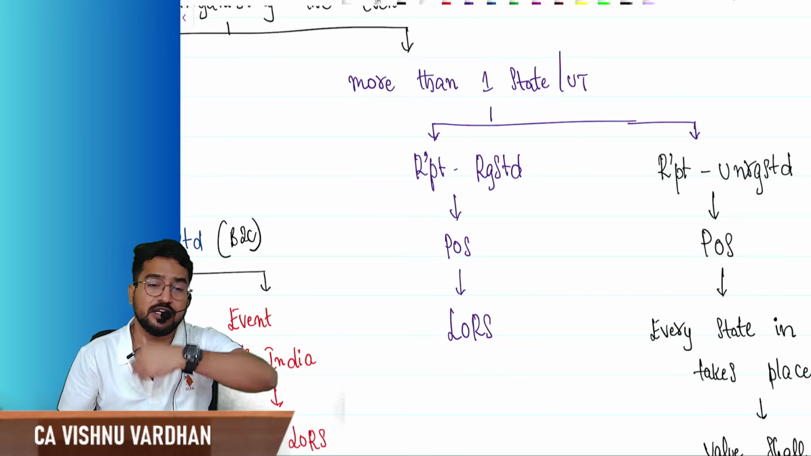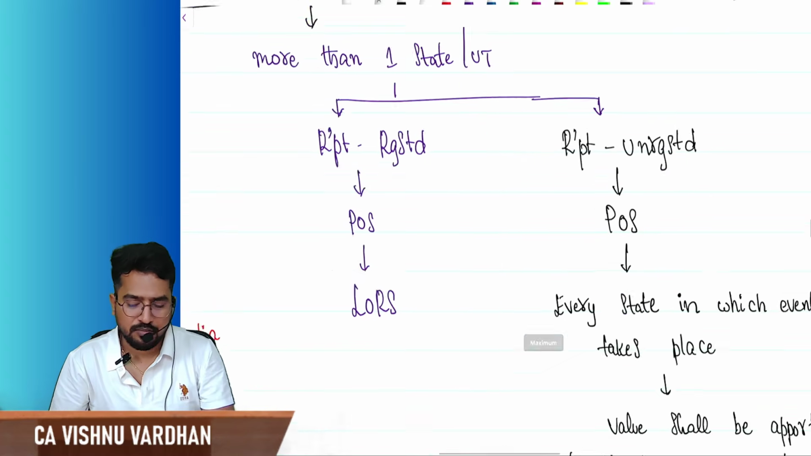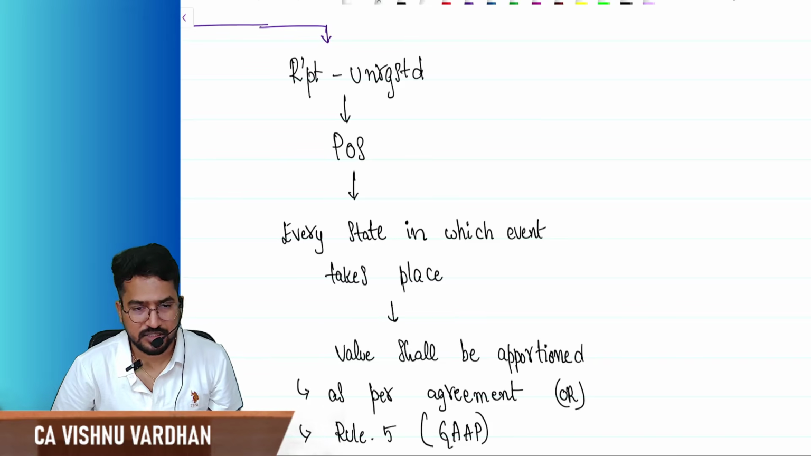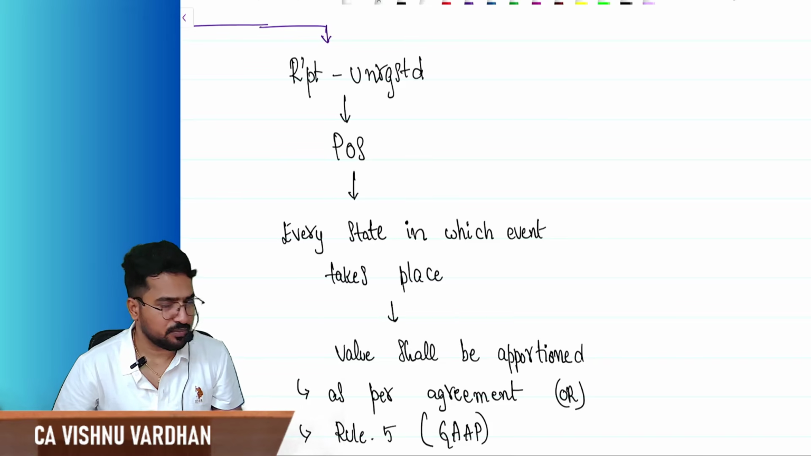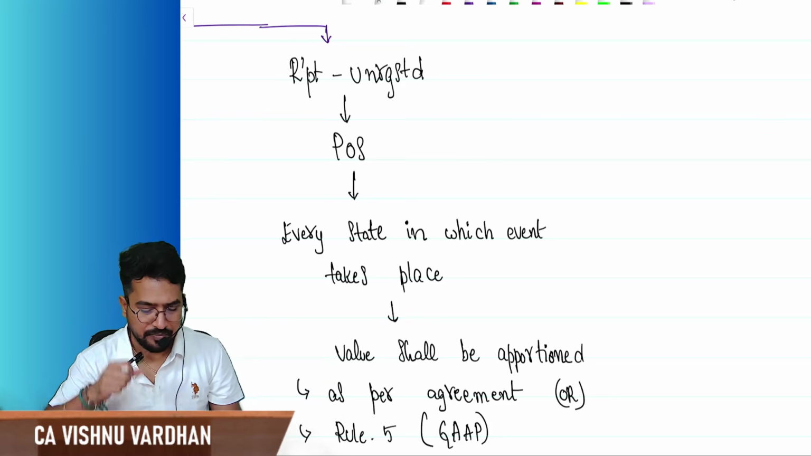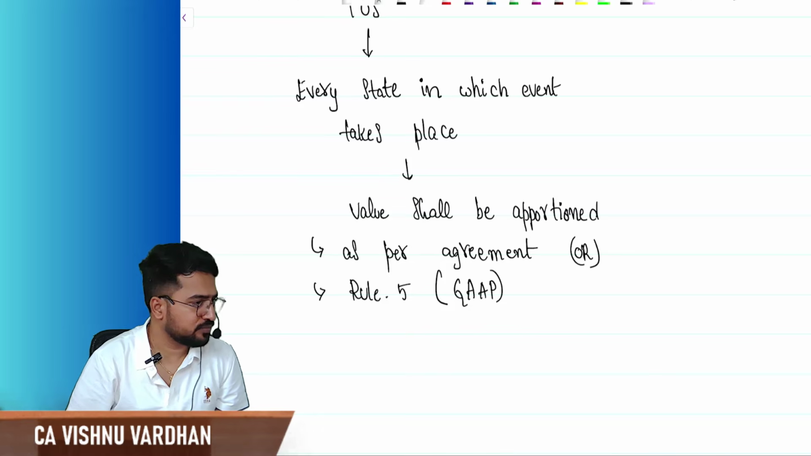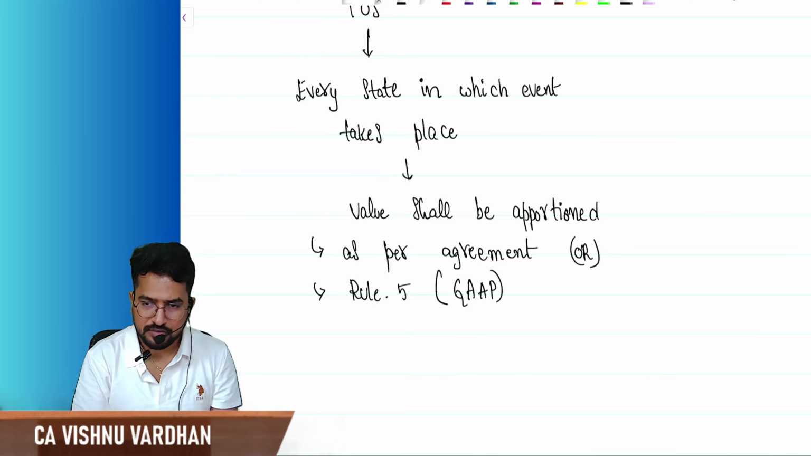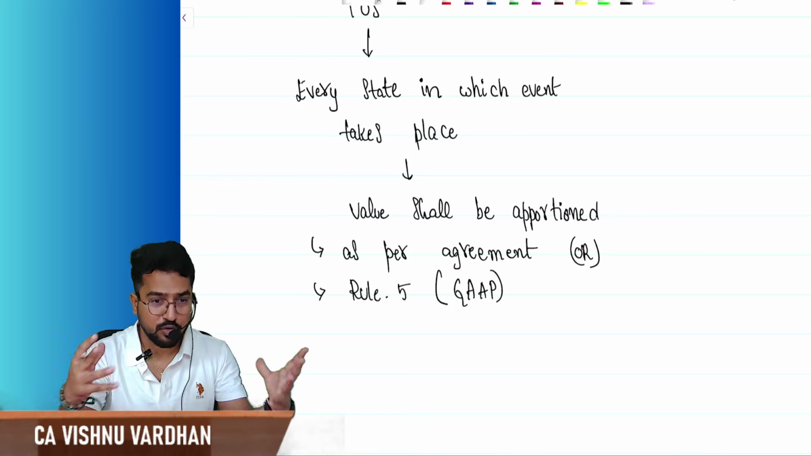Even though you are conducting events in multiple states, but no, sir, they are not registered. Then every state is a place of supply. Every state, wherever the event is happening, is a place of supply. How do you apportion that? 10 crores they give you as consideration. How do you apportion that? For the entire 10 crores, the place of supply is 10 different states, 10 different home grounds.